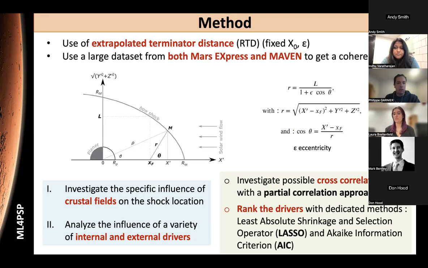So I did two different studies, corresponding to two different papers last year. The first one was on the specific influence of crustal fields on the shock location, and the second one on a comparison between the various drivers. For that, I used specific methods in addition to classic ones, which are a partial correlation approach and also lasso and AIC, which I will describe a bit later.